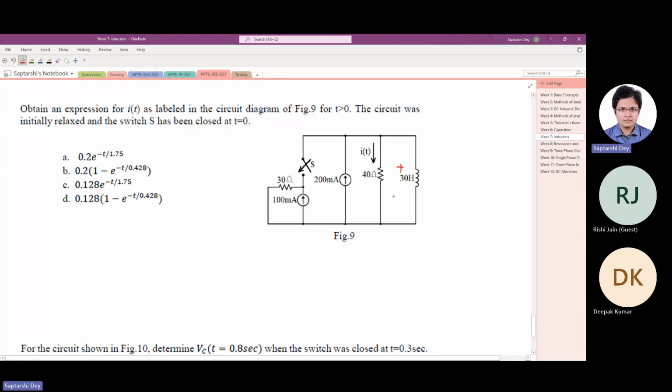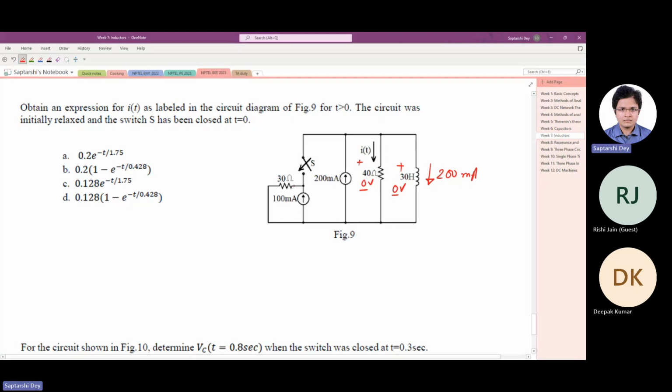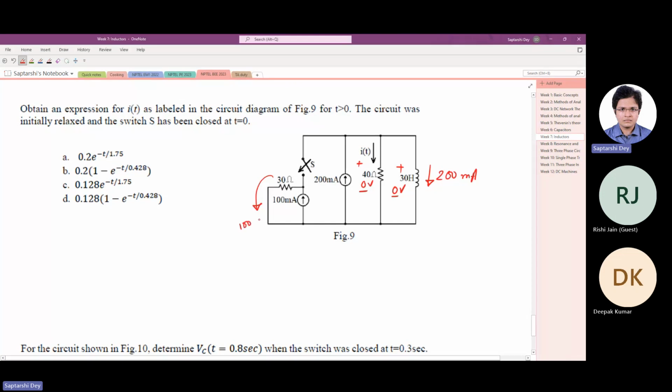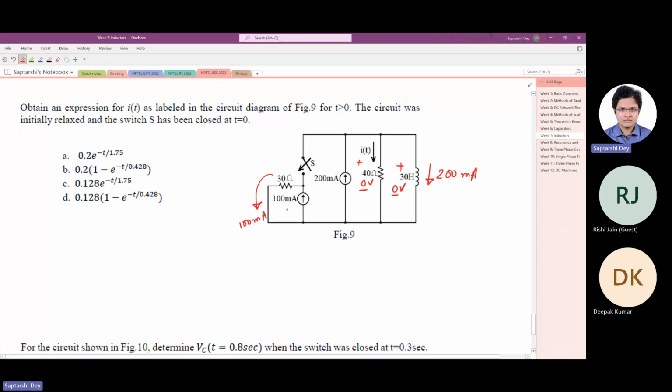And the inductor voltage is 0 volt and no current or voltage through the resistor. And on the other side of the circuit, this 100 milliampere is completing its loop like this. Okay. Now we are asked to find out the voltage and current through the resistor.